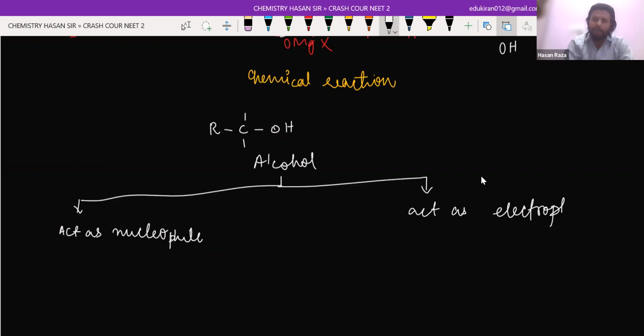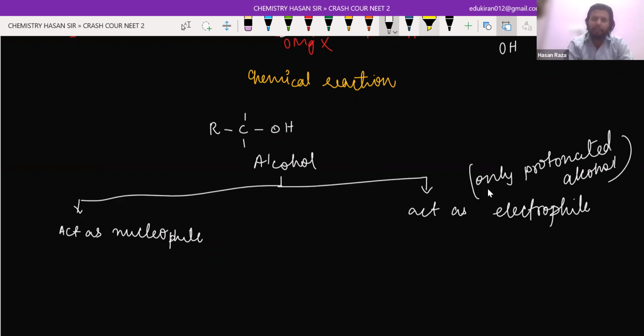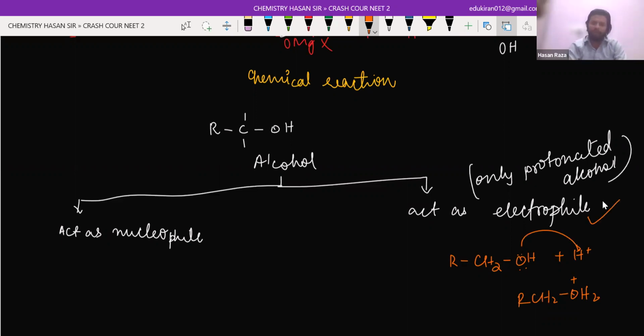But for electrophile, there is a condition. Only protonated alcohol reacts as an electrophile. Protonated alcohol, that means if you have an alcohol, first you need to react this with H plus. This is your proton. So this will attack here, and now it becomes protonated alcohol. Only protonated alcohol reacts in this manner, but all alcohols can react as nucleophiles. That means you know that there will be donation of electrons. It will donate electrons.